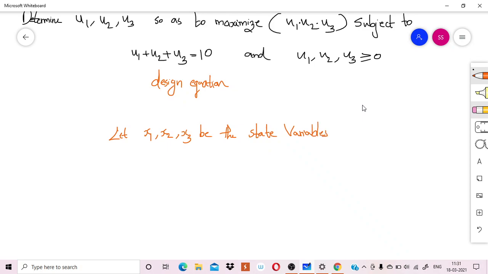Here we are going to apply the sub-optimization technique, so that we are dividing the entire problem into stage 1, stage 2 and stage 3, number of stages. Where stage 1 is x1 is equal to u1, and stage 2 is x2 is equal to u1 plus u2.